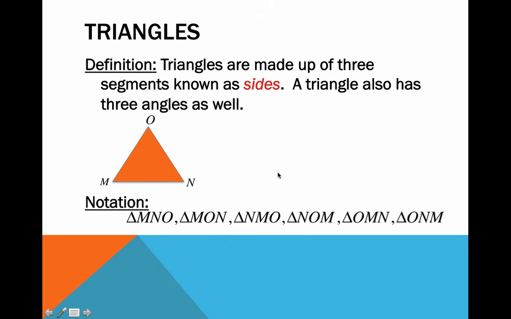Finally, the last vocabulary word we are going to be discussing is triangles. Triangles are made up of 3 segments known as sides. A triangle also has 3 angles as well. To label a triangle, we label it using its 3 vertices. For this particular triangle, the order of the letters does not matter for any triangle. So there are 6 different ways to label the triangle given.